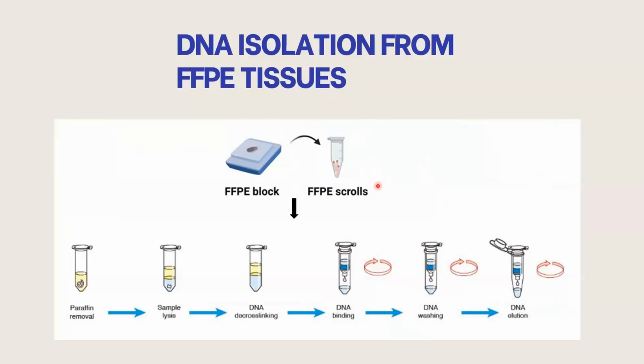And then these scrolls, we have to obviously remove the paraffin and just take the tissue itself. The paraffin removal is usually done by a deparaffinizer or xylene, according to the protocol you're using in your lab. The sample is lysed. There's a DNA cross-linking reversal step to remove the artifacts or the impurities from the DNA. And then we use the spin column for DNA binding. We wash the DNA, and then we elute it to have a product to use for NGS and other genomic applications, for pipeline validation and assay development.